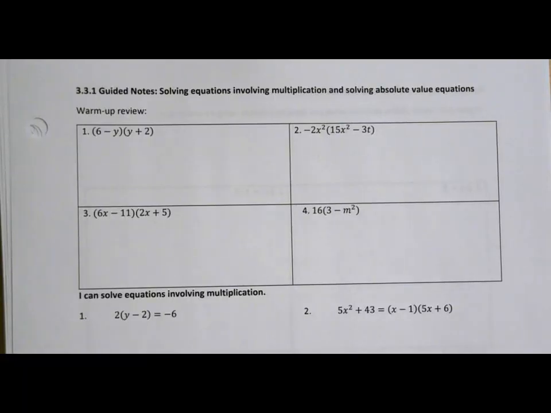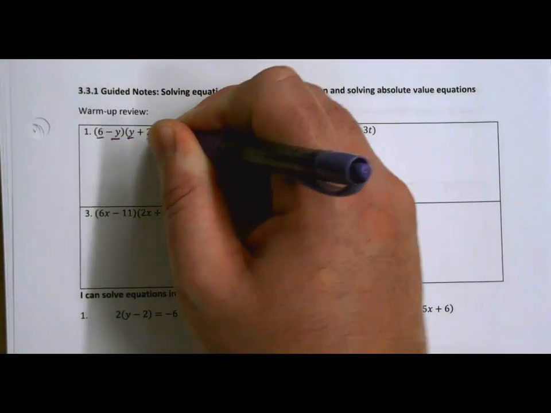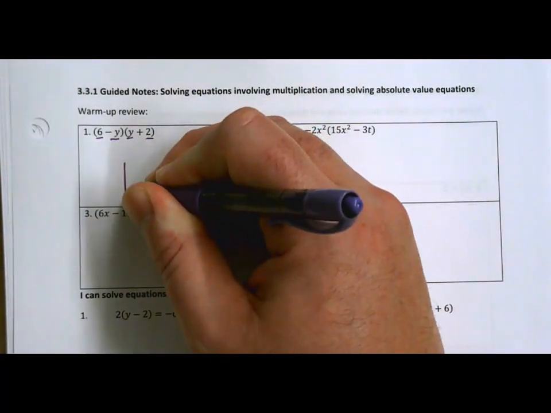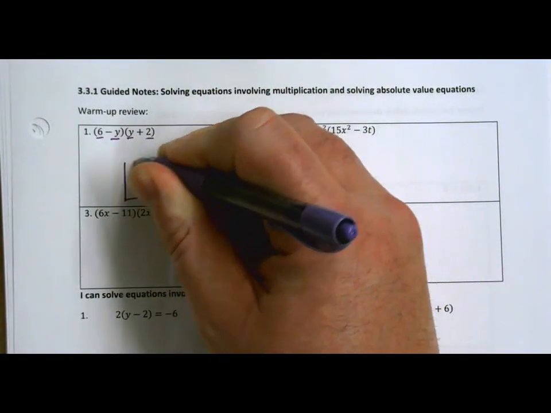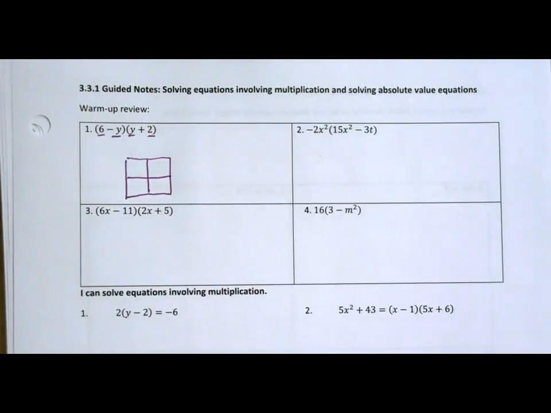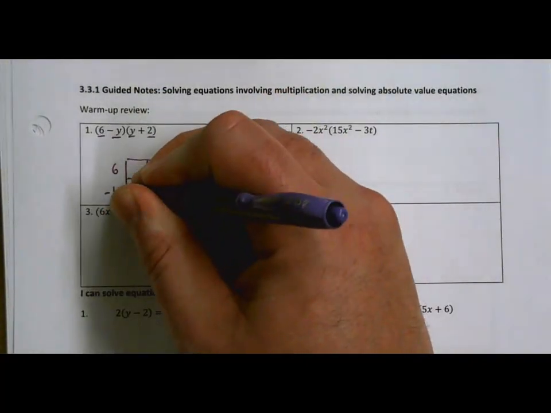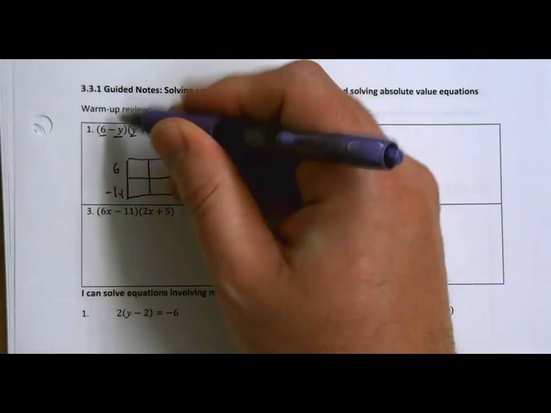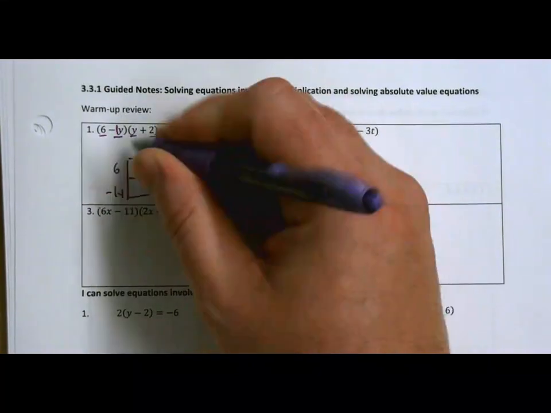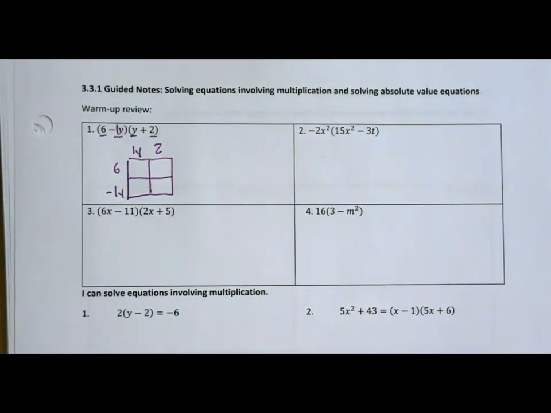All right. Review from last week. I have two terms here, and I have two terms here. So when I draw my box, it's going to need to have a 2 by 2 grid in it. I'm going to put my 6 and my negative 1y down the side, and I put the 1 in front of this y. I'm going to put my 1y and the 2 across the top. Then I'm just going to go through and multiply everything.